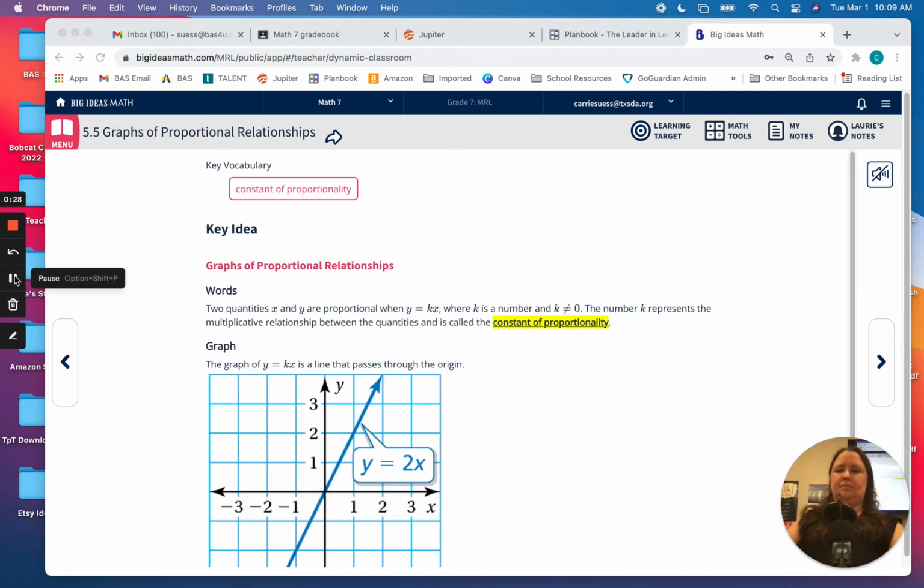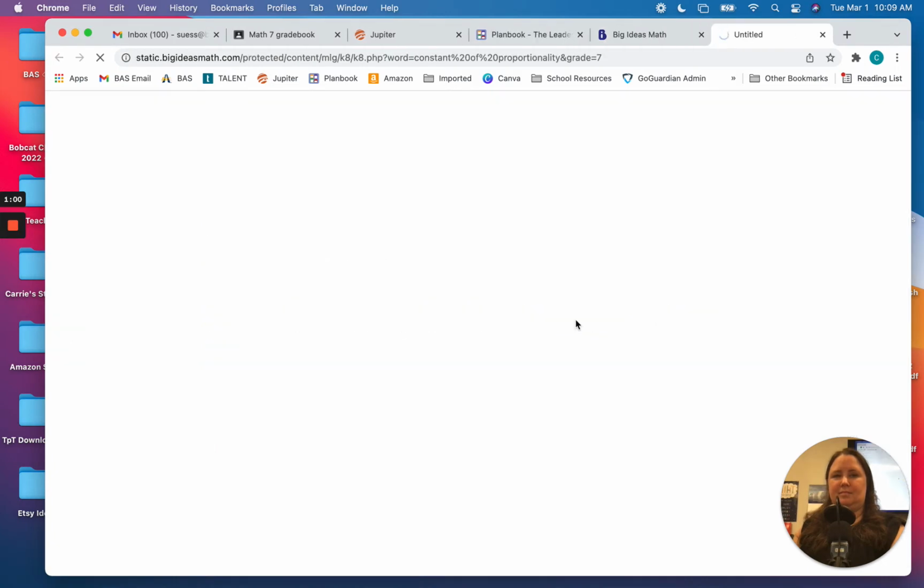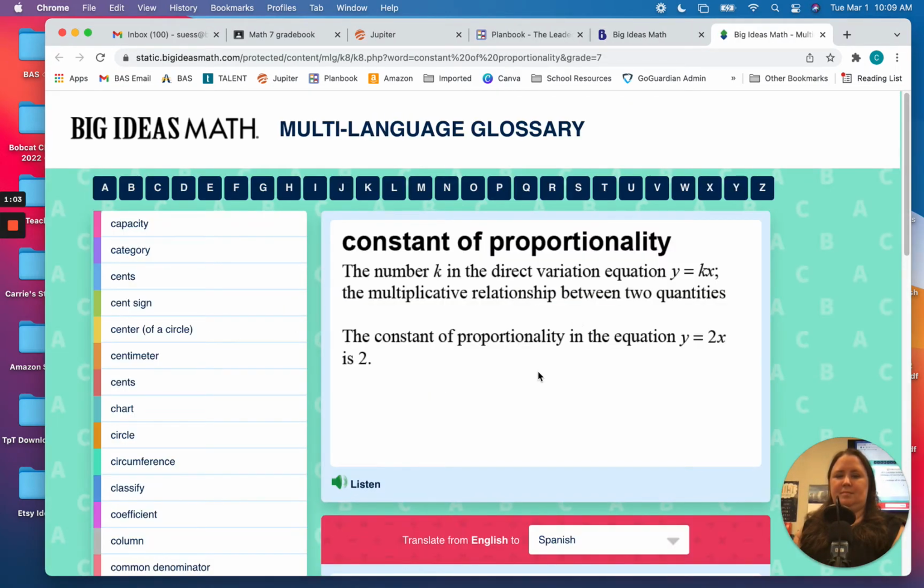Okay, a constant of proportionality. Somebody tell me what is the definition of a constant of proportionality, Joaquin? Two quantities x and y are proportional when y equals kx, where k is a number and k does not equal 0. The number k represents a multiplicative relationship between the quantities and is called the constant of proportionality. All right. Now tell me in your own words what that means.